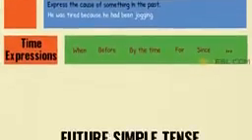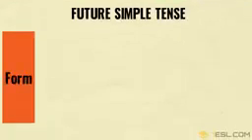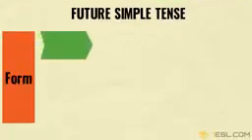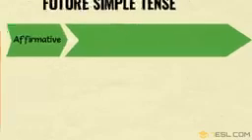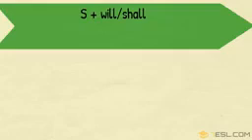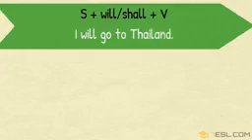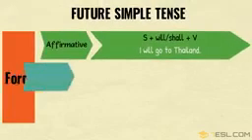Future simple tense. Form. Affirmative: subject plus will or shall plus verb. I will go to Thailand.